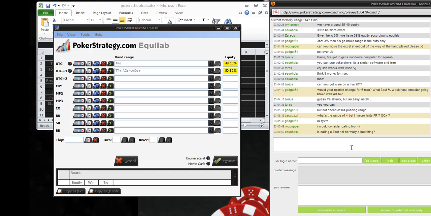Is calling a 3-bet not normally a bad thing? Why should it be, if we expect the opponent to still 3-bet against us with worse hands? Then it's no way a bad thing. It's rather a bad thing if you 4-bet against an opponent on whom you might only have 50 hands, and then even go broke.